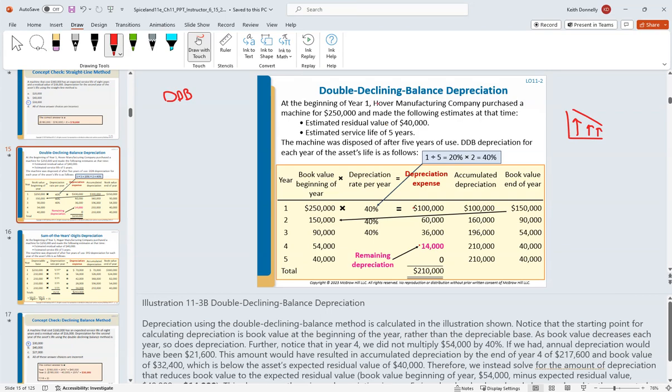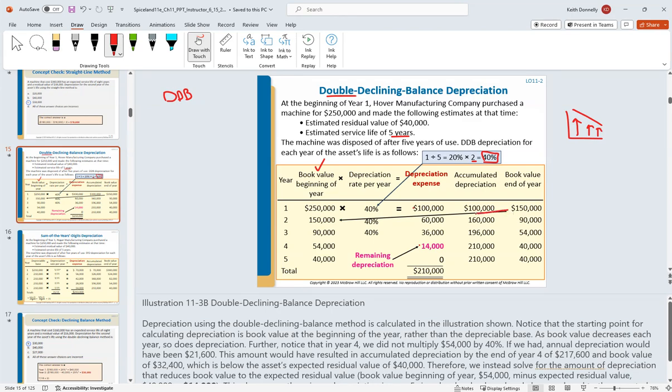So for double declining balance, what we do is we're going to start with the book value as of the beginning of the year. So here, in the beginning, it's at 250. Then essentially what we do is 1 divided by 5. There's 5 years, there's 20%. And because it's double declining balance, we're going to multiply that by 2, 40%. So 250 times 40% equals 100. That's going to now be our accumulated depreciation. Our book value at the end of the year is going to be the 250 minus the accumulated depreciation gives you 150.